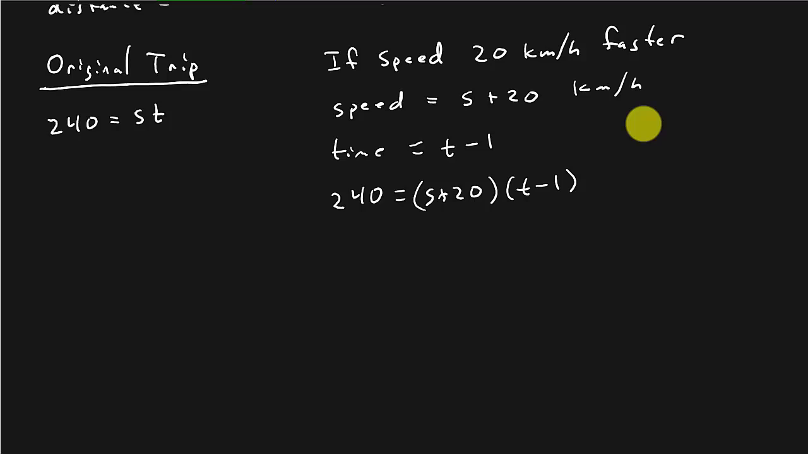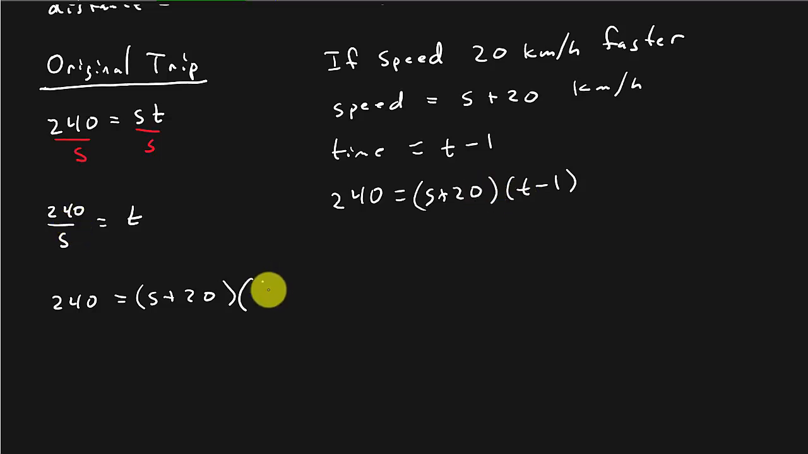Well, look at this, we've got two equations here. We need to get one of the equations either all in terms of S or all in terms of T. So I'm going to divide both sides by S. That's going to give me 240 over S equals T. Now I'm going to take this value of T, which is 240 over S, and put it in the place of that T. So I get 240 is equal to S plus 20 times 240 over S, and then minus that 1.